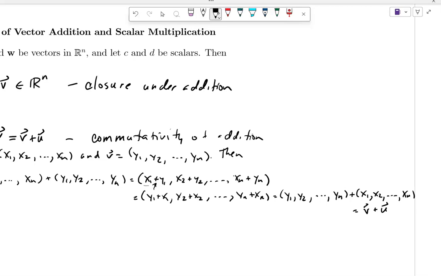Again, the only reason why I'm doing this one, because this one I hope is obvious, is because we're going to have non-obvious vector spaces, and we'll want to make sure we can prove these things. Okay. All right.